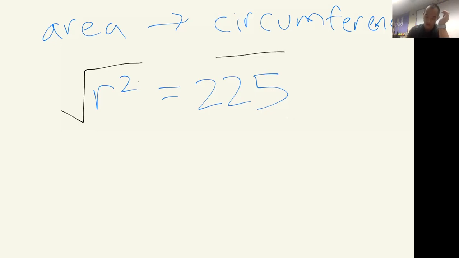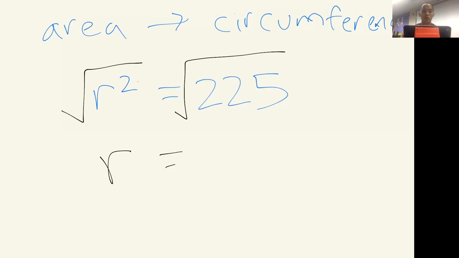Because potentially on the right side, look, we're thinking what times what is 225. That's what a square root is. So the square root of r squared, it's what times what will get me r squared. That's just r. And what times what will get me 225? Well, this is where I ran into some problems that the kids were telling me.